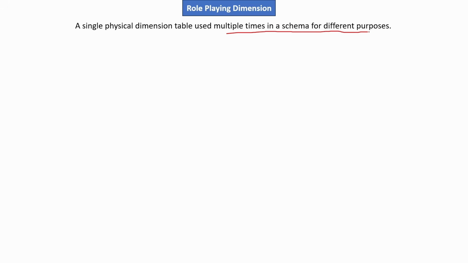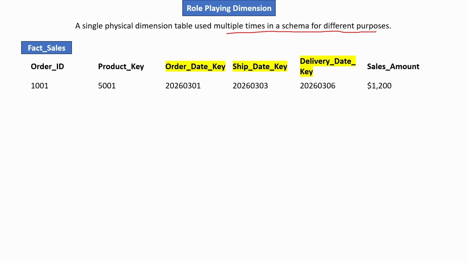Next is role playing dimension. A role playing dimension occurs when a single dimension table is referred to multiple times in the same fact table for multiple different purposes. If I quote that, a single physical dimension used multiple times in the schema for different purposes is known as role playing dimension.